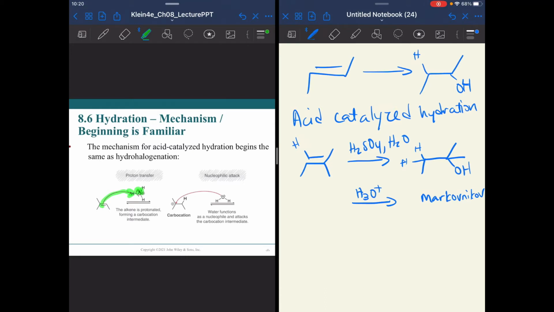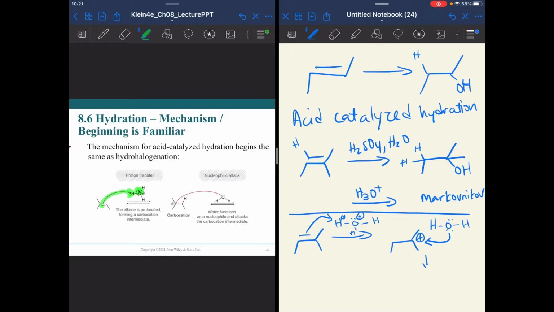Then once we have the more stable carbocation, the one in the more substituted position. So if we're following along with what I did on this side, let's go ahead and draw that out. We're going to use H3O plus because that's really what's around in a sulfuric acid solution, right? We are going to make the more stable tertiary carbocation. And then we have water, which is a weak nucleophile. We've seen this before, right? This is going to attack that carbocation.